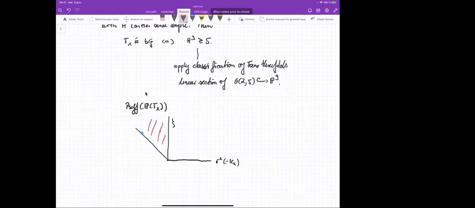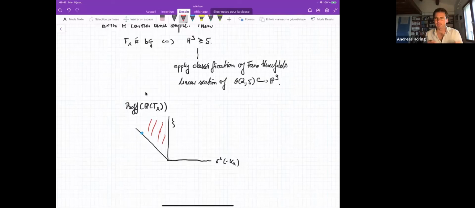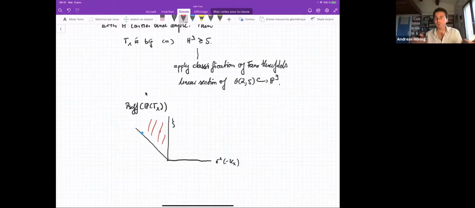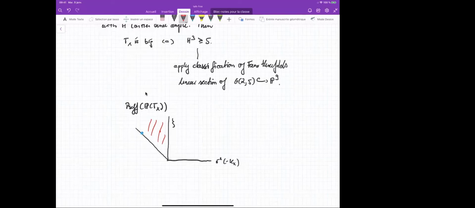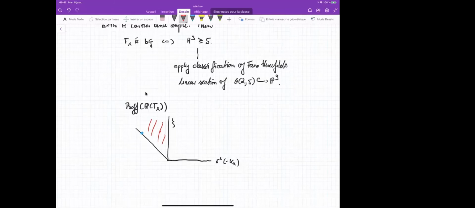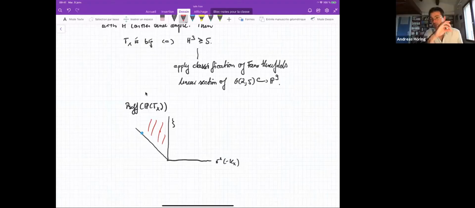I skipped this step because one has to think a bit about it to understand why it's true. But if you look at the pseudo-effective cone of a Hirzebruch surface, you know that it always behaves like this. You can always do it like this. There is one unmovable component, and then the rest moves in the linear system. Yes, you have one fixed component, and then the rest moves.